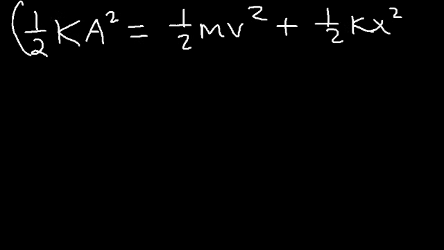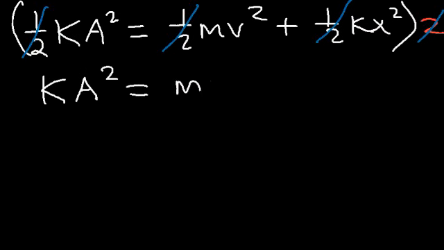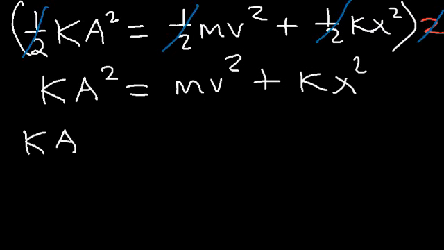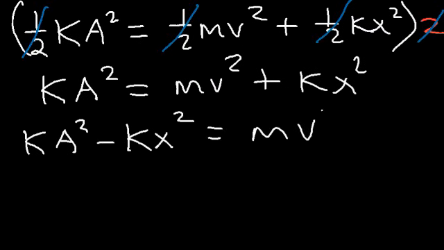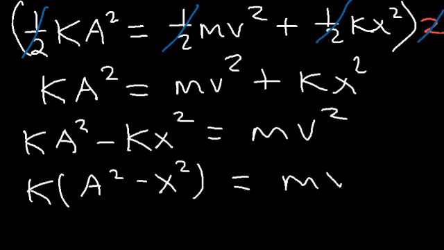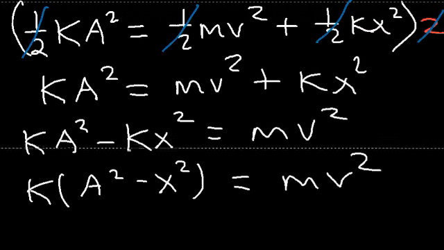So let's begin by multiplying everything by 2. 2 times a half is 1. This will cancel all of the fractions. So we have ka squared is equal to mv squared plus kx squared. Now let's subtract kx squared from both sides. ka squared minus kx squared is equal to mv squared. And now let's factor out the GCF, the greatest common factor, which is k. So this is going to be a squared minus x squared. Next, let's divide the expression by the mass.